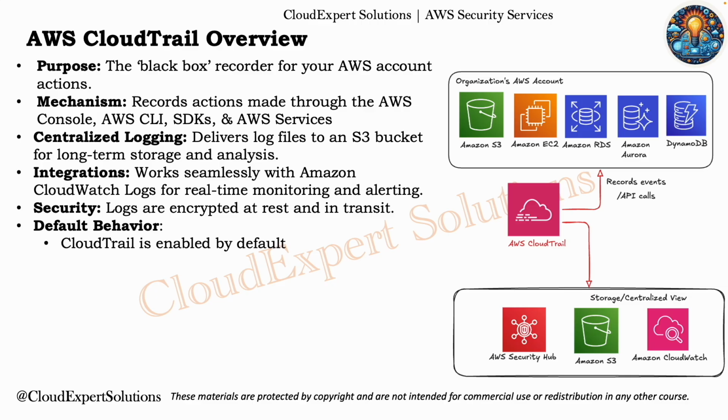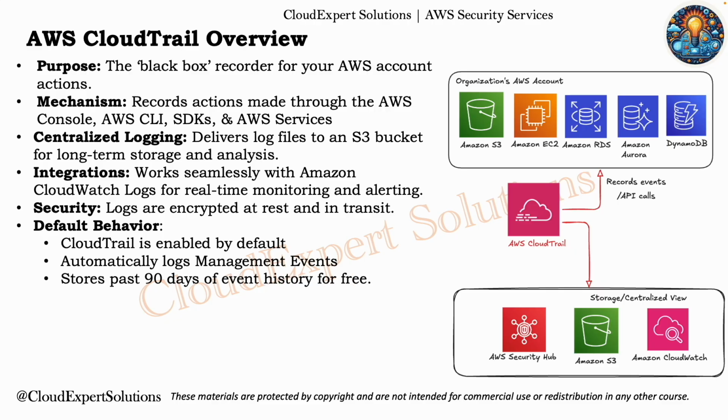And in terms of default behavior, AWS CloudTrail is enabled by default for all new and existing AWS accounts, and it automatically logs management events. We have a dedicated slide to explain different types of events that CloudTrail supports. CloudTrail also stores the past 90 days of event history for free, and you can access them via the AWS Management Console.